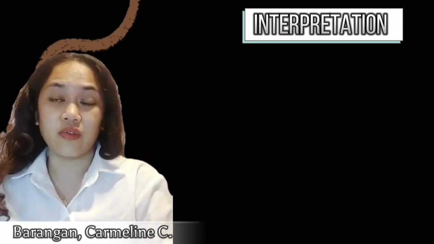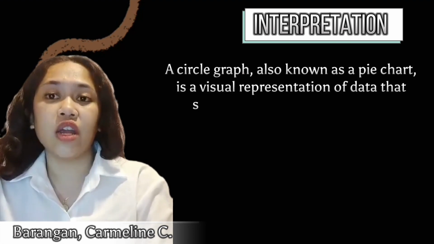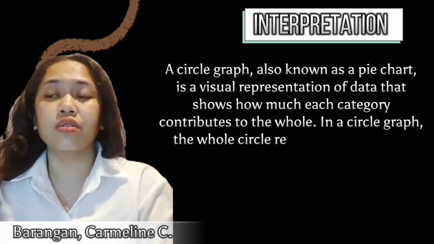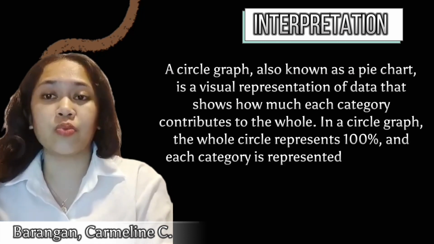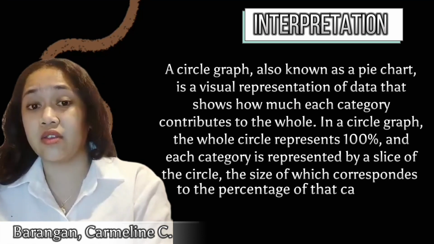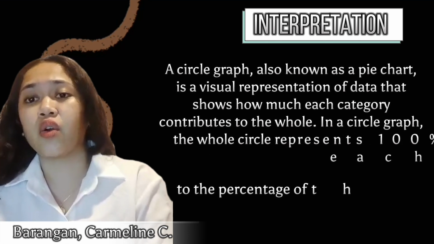To get this in a graph, a circle graph, also known as a pie chart, is a visual representation of data that shows how much each category contributes to the whole. In a circle graph, the whole circle represents 100%, and each category is represented by a slice of the circle, the size of which corresponds to the percentage of that category.